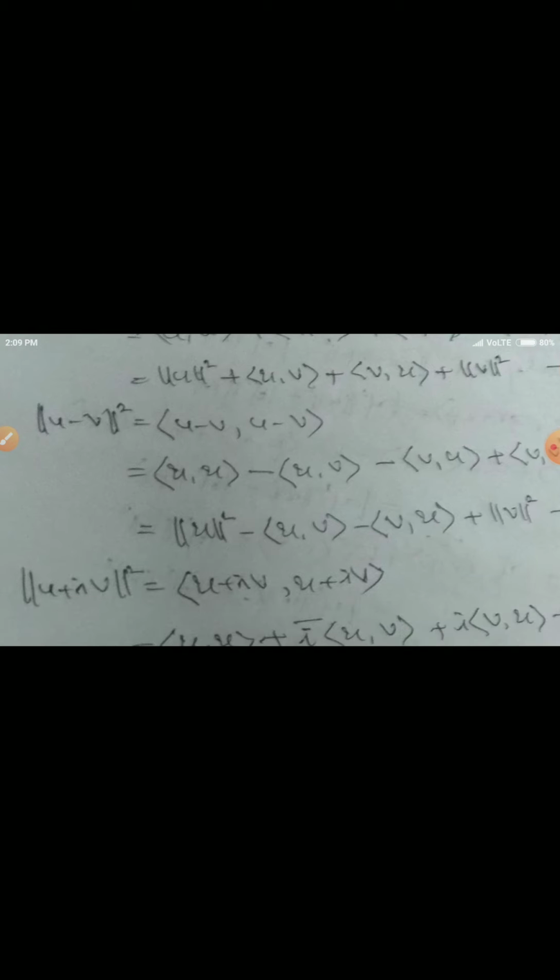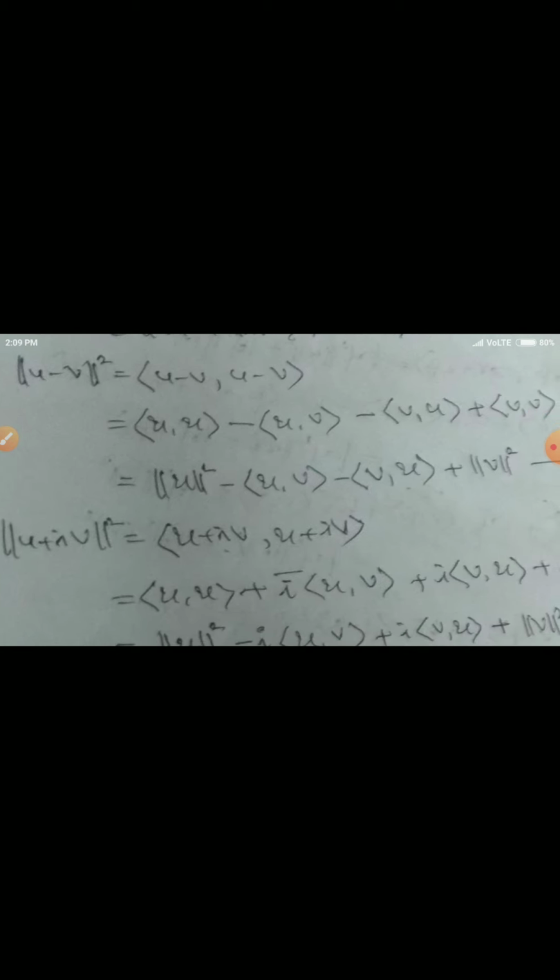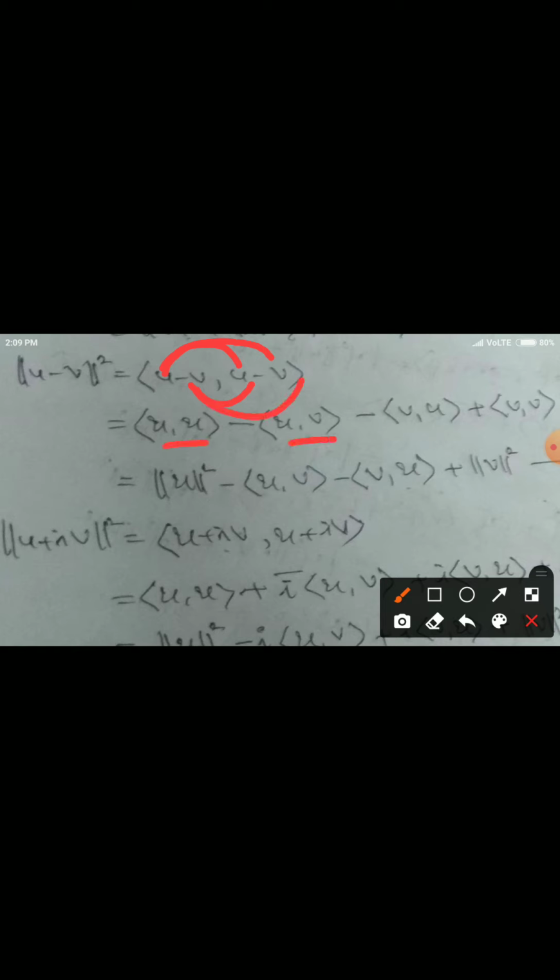Similarly, what is norm of u minus v whole square? That is nothing but the inner product of u minus v, u minus v. So once again u,u; minus u,v; minus v,u; minus into minus v,v. That becomes norm u square, this is minus uv, this is minus vu, this is norm v square.